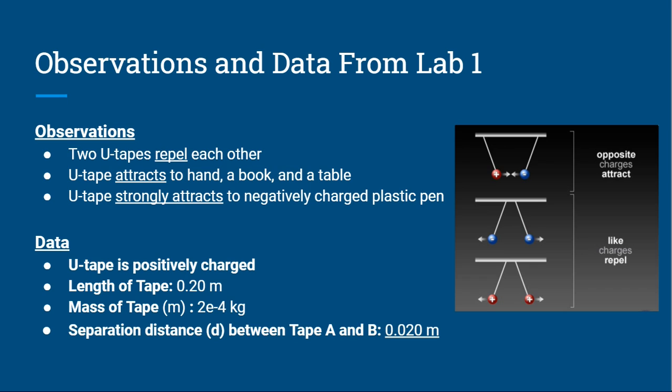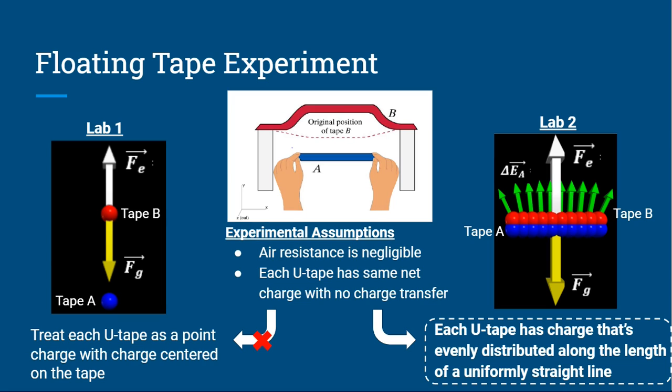Here are observations and data collected from Lab 1. We found that a piece of U-tape was positively charged because it was attracted to a negatively charged plastic pen. The length and mass of the U-tape was also measured, as well as the separation distance between two pieces of U-tape when tape B began to float above tape A due to the like charges repelling. The distance was 0.02 meters.